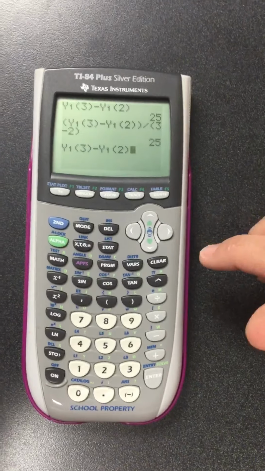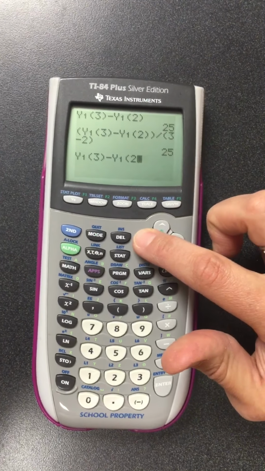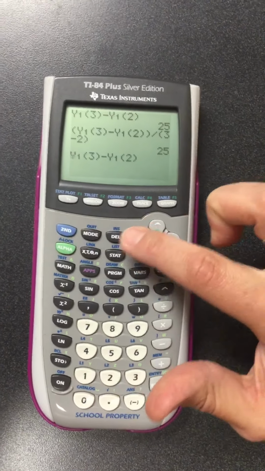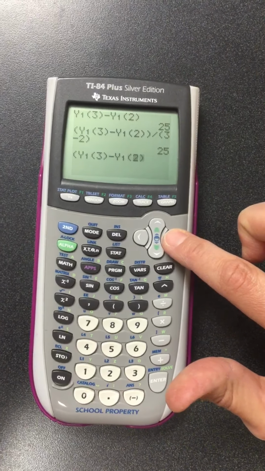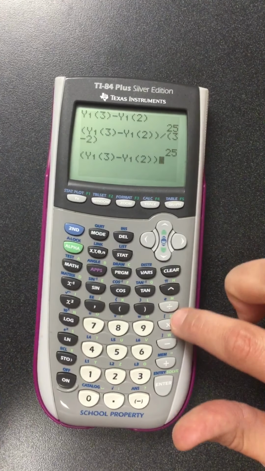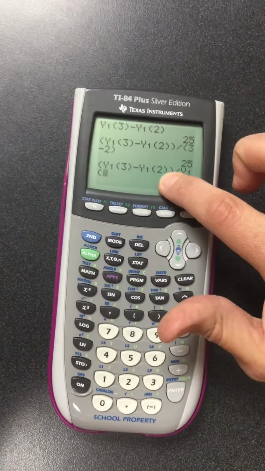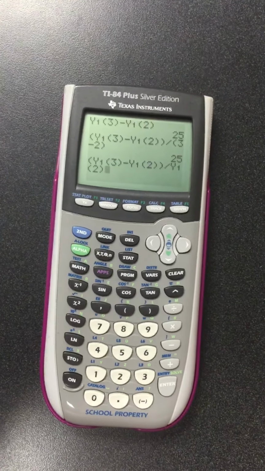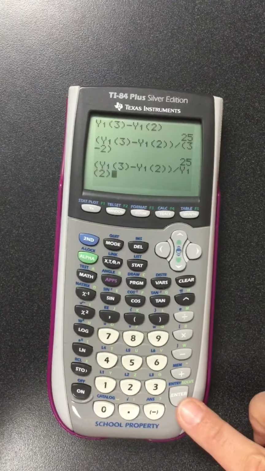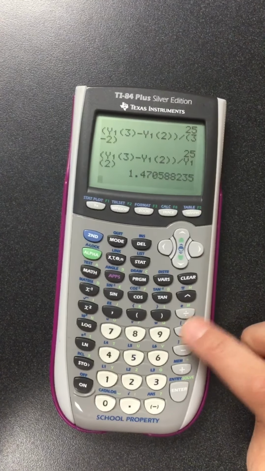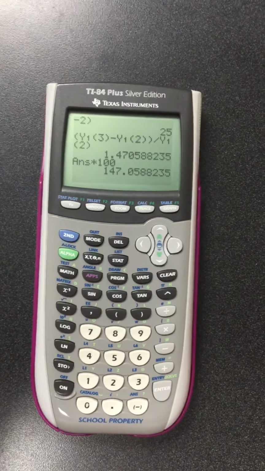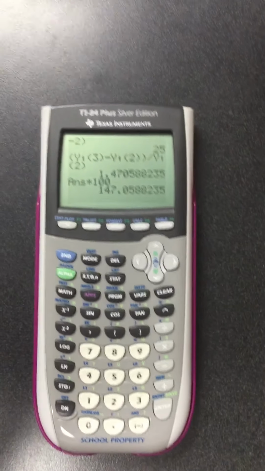So let's say then you wanted to do percent change. Percent change would be to take this value. We're again going to use second, insert, parenthesis. And you want to divide by VARS, Y-VARS, Function, Y1 of the second entry. So that's y2, the original value. And then you would hit enter and then times 100. So that would be an example of how you find percent change.